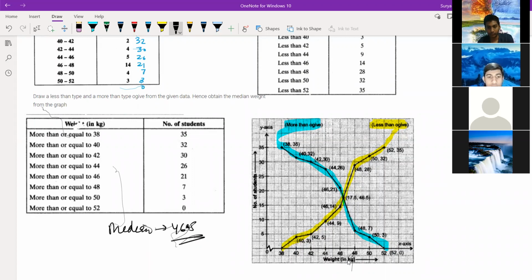Is the graph clear to everyone? Samarth? Yes, clear only. No problem. Adarsh? Sir, can you explain again? The less than or more than part, which one? The more than part, means to draw this one? Yes, sir. Okay.